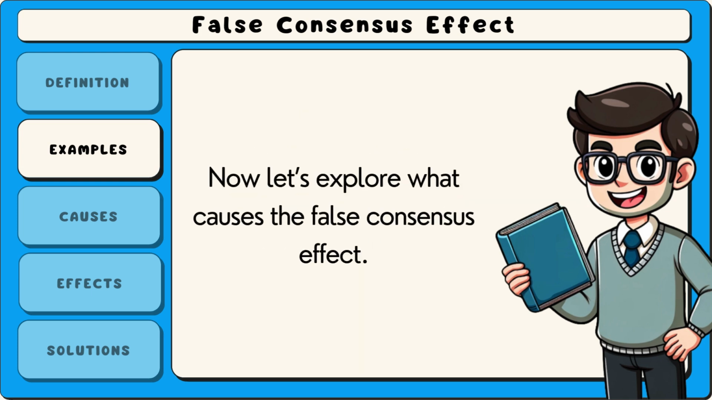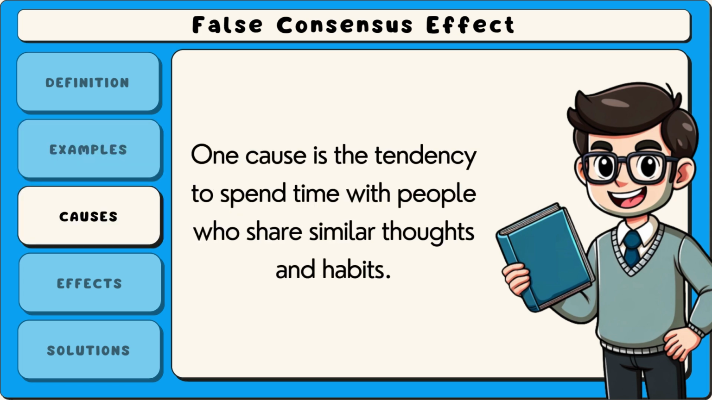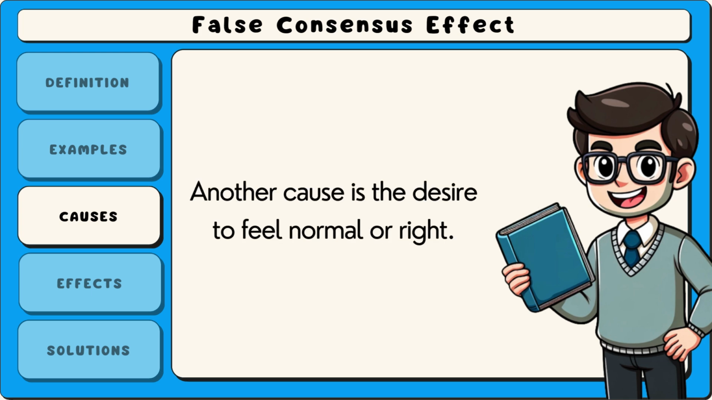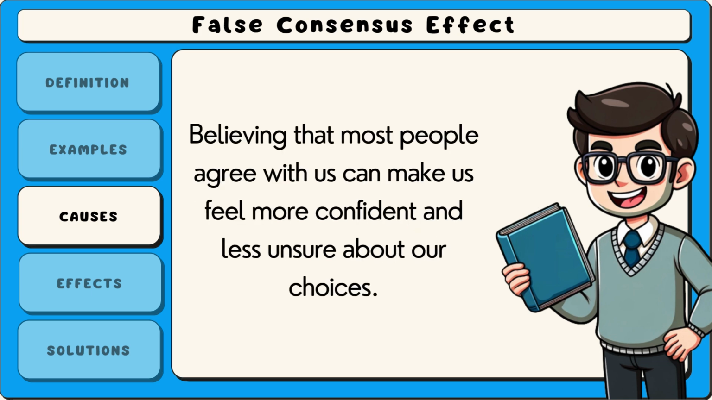Now let's explore what causes the false consensus effect. One cause is the tendency to spend time with people who share similar thoughts and habits. When we mostly hear opinions that match our own, we start to think those views are more popular than they actually are. Another cause is the desire to feel normal or right. Believing that most people agree with us can make us feel more confident and less unsure about our choices.